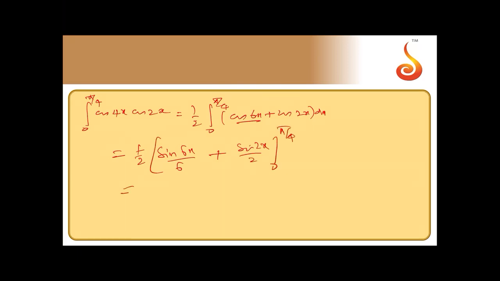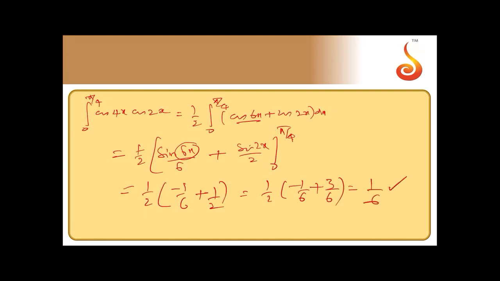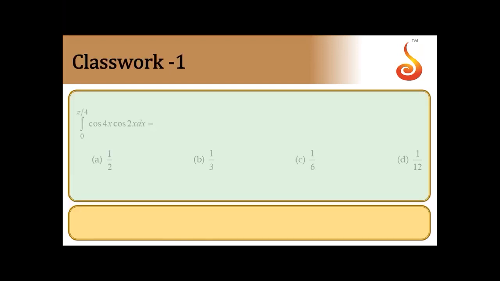When you substitute pi by 4, you'll be getting sine of 6 pi by 4, which is 3 pi by 2, and sine 3 pi by 2 is minus 1. So minus 1 by 6 plus sine pi by 2, which is 1, by 2. That is equal to 1 by 2 times minus 1 by 6 plus 3 by 6, which is 2 by 6, 1 by 3. Overall, you are getting 1 by 6. So the answer is 1 by 6.